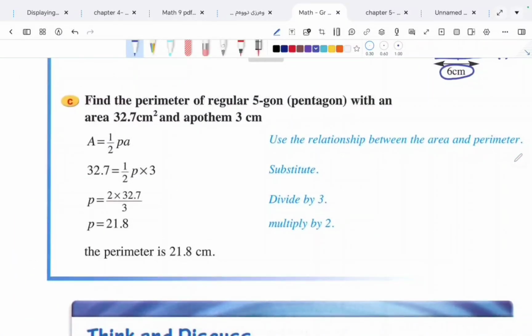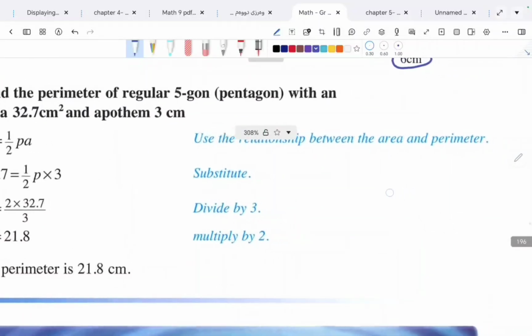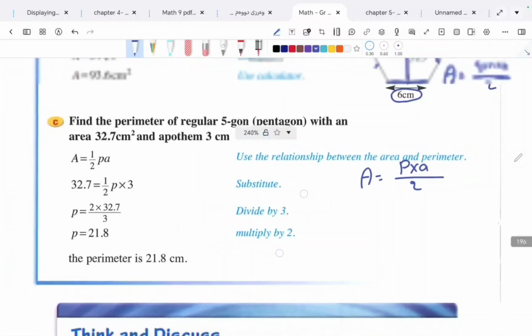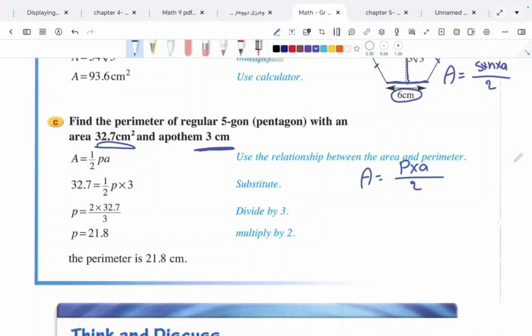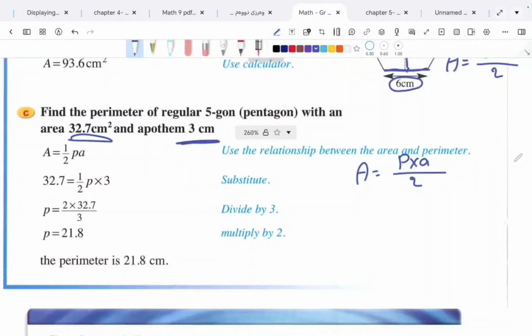Now we have what? Find the perimeter of a regular pentagon with an area 32.7 and apothem is 3. We have a specific rule for perimeter when area is given. Area equals P times A out of 2. How to find perimeter when area and apothem are given? You have to use this rule.